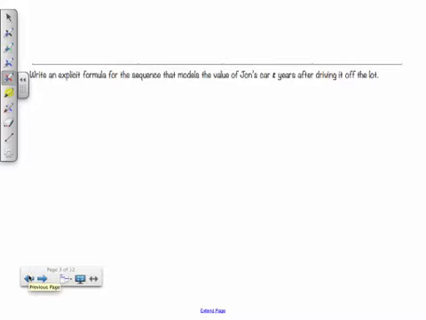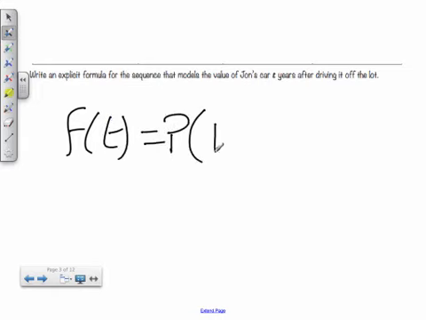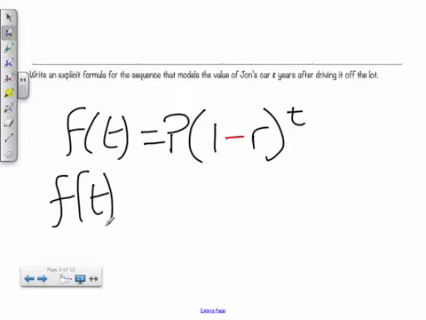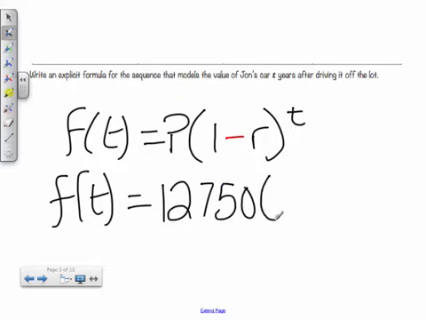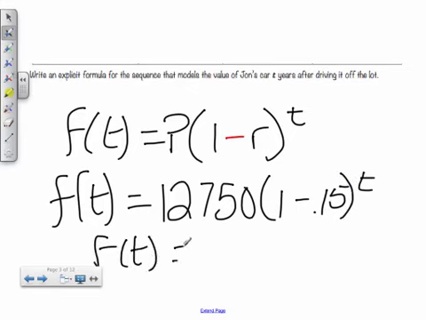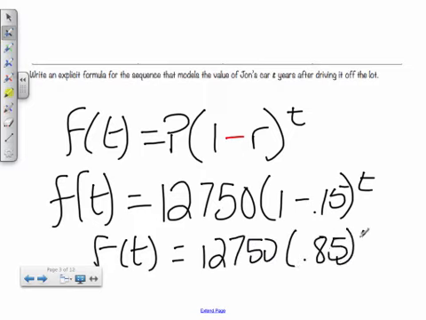So here's your difference. Instead of saying f of t equals p times 1 plus r to the t power, go ahead, take a guess what you think we should do. If you said subtract, you are absolutely correct. So the formula would be f of t equals our p-value, our principal amount, at time 0 is 12,750, multiplied by 1 minus the rate, which is 0.15, to the t power, or I could just say f of t equals 12,750 multiplied by 0.85 to the t power.